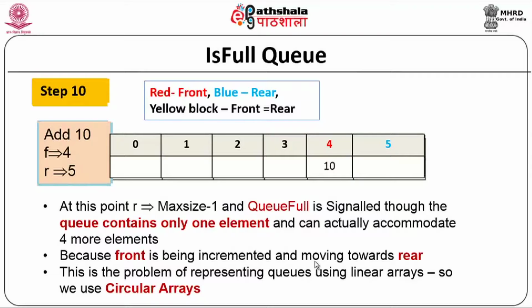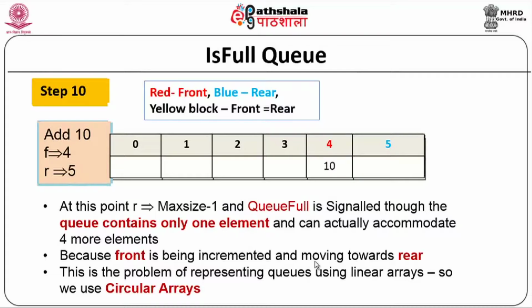I will just repeat this. What we have done is, we are just showing you a series of operations where on continuous calls of add and delete, we are reaching a condition where rear is signaled full because of max minus 1, rear becomes max minus 1, but at that point of time front is not 0. If front was 0, the queue is full, but front has also been incremented because of the deletion, and so you can end up having only one element in the queue, but still the queue being signaled as full. So, to avoid this, we use what are called circular arrays.